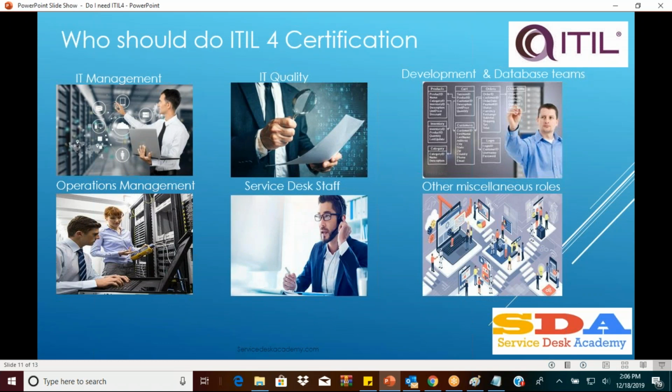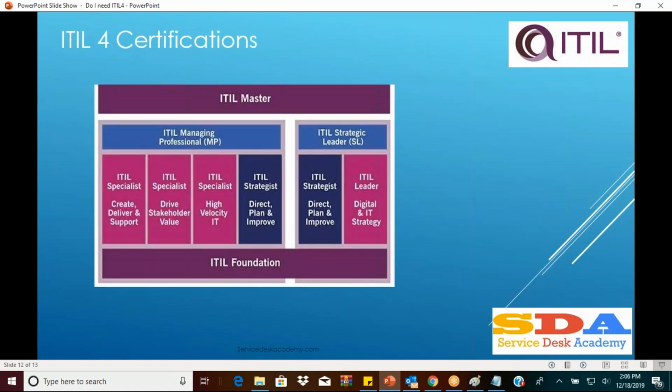certification. Okay. So ITIL 4 certifications, what are the different certifications we have in ITIL 4? We have ITIL Foundation, we have ITIL Specialist certifications like Create, Deliver and Support, Drive Stakeholder Value, High Velocity IT, Direct Plan and Improve. Okay, and then we have ITIL Managing Professional, and then we have ITIL Strategic Leader, and then ITIL Leader, that is Digital and IT Strategy. Now you might wonder, what are all these different certifications, right?